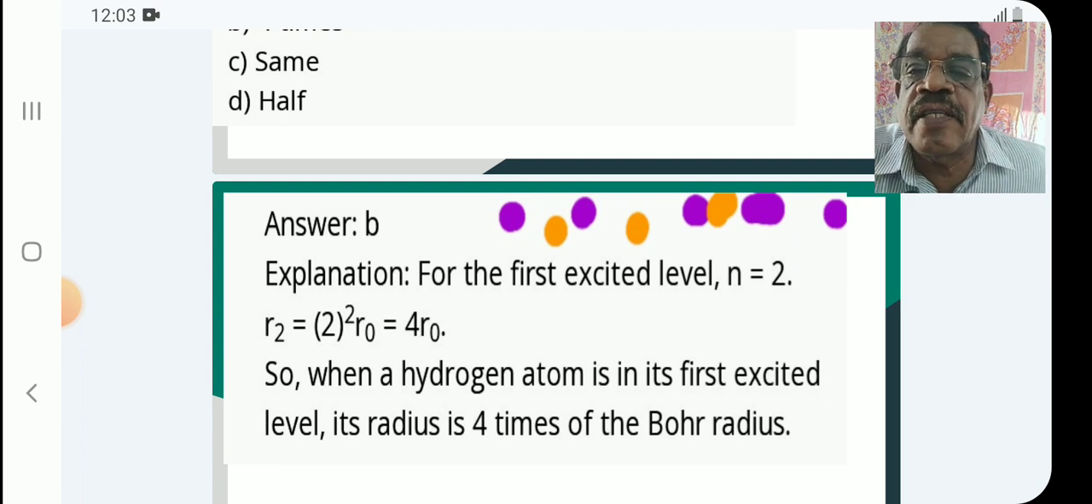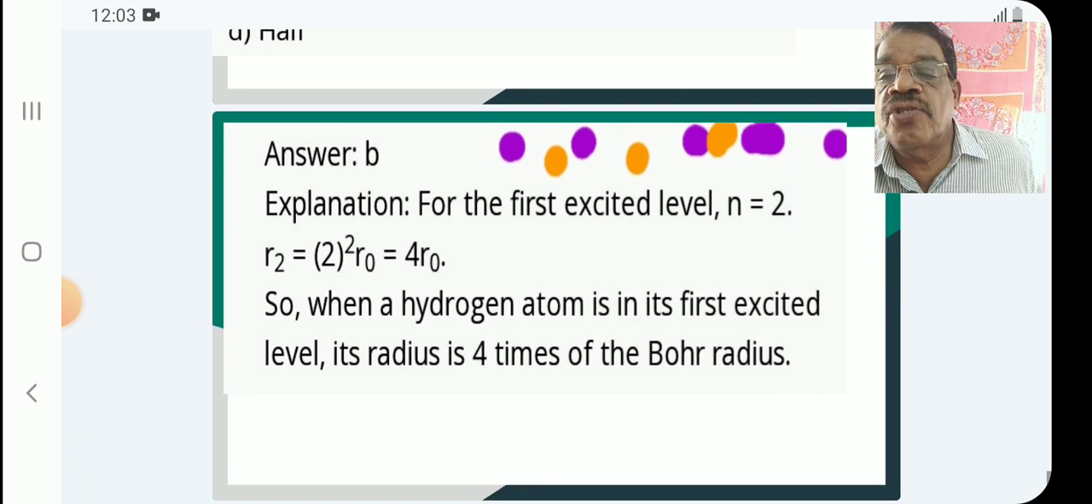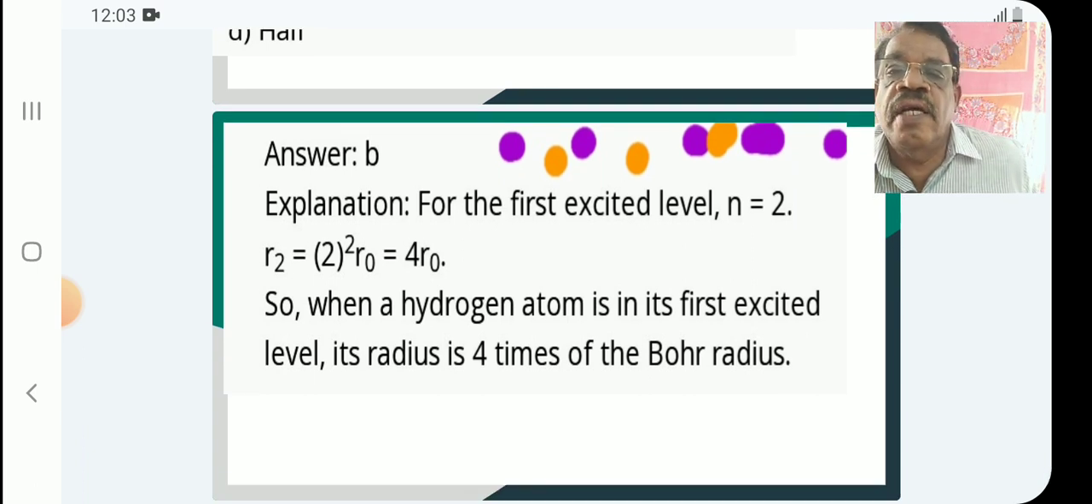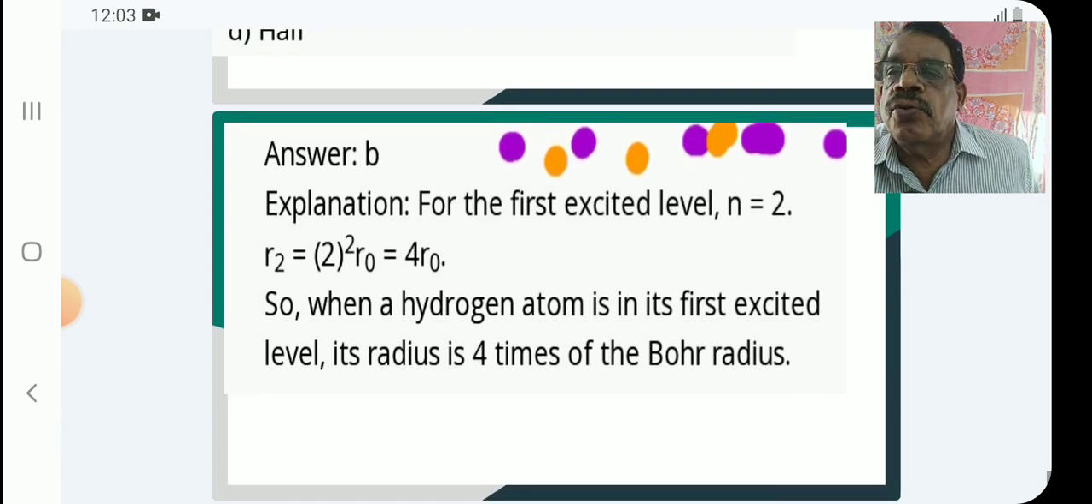Explanation: for first excited state n equal to 2, R2 is 2 squared R0, 4 R0. So when a hydrogen atom is in its first excited level, its radius is 4 times the Bohr radius, that is ground state radius. That is all with your A6 questions class on atomic and molecular physics NET class. Thank you very much.